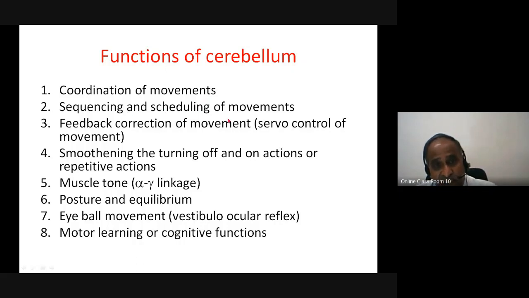Then sequencing and scheduling of the movements. That means which muscle is to come, when to come, and how to coordinate, and that is also performed by the cerebellum, the sequencing and scheduling of the movements. Then, when you are trying to perform a work and suddenly you discover that it is not up to the mark, a correction will be applied.